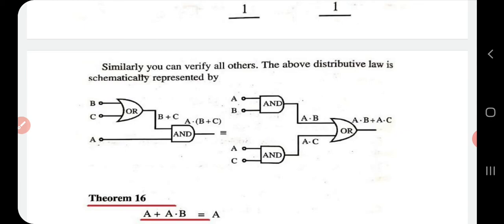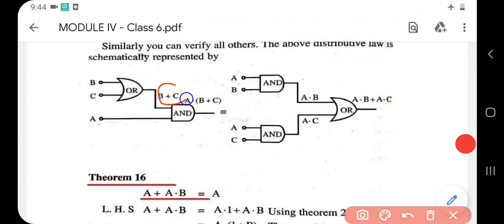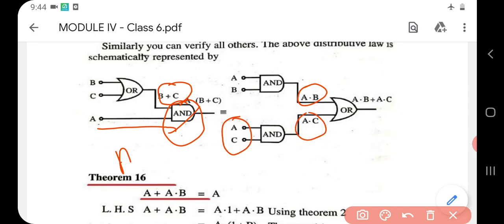So first you are using an OR gate. B and C are added first, so you get the output as B plus C. It is one of the inputs to this AND gate. Another input is A. So what will be the output? A dot (B plus C), because you are using an AND gate. Then A and B are multiplied first, so A dot B. Again another AND gate with A and C, so A dot C. Now A dot B and A dot C are passed through an OR gate, so they will be added, that is A dot B plus A dot C.